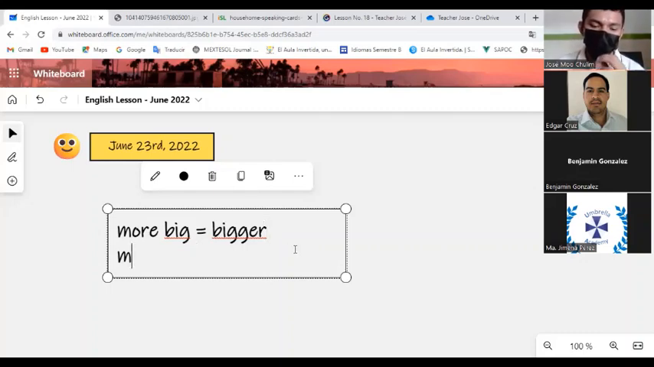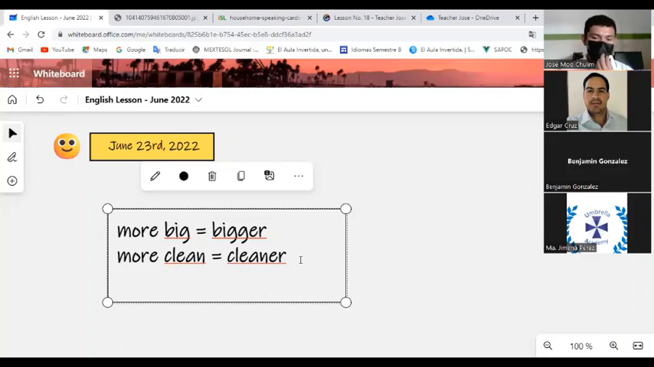For example, if we want to say "más limpio," how would we say it? Cleaner. Okay, and that's somehow the structure for this adjective: big, bigger, clean, cleaner. If we want to say "más seguro," safer. Okay, safer.